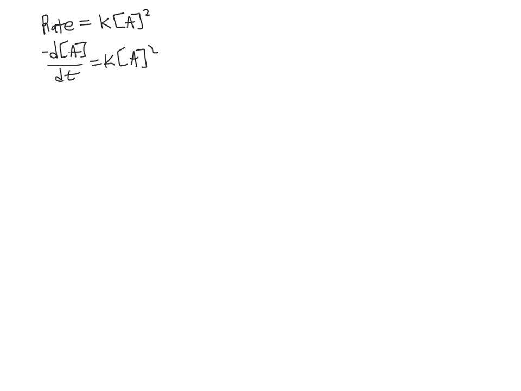Now we just got to separate our variables so that we can make things make a little bit more sense. So I'm going to move my dt over to the right and then divide over my A squared. That'll end up looking like k dt on the right and 1 over A squared times dA. Almost forgot, going to move over my negative sign to the right side so it'll make my equations look pretty later. Now I'm almost ready to integrate.